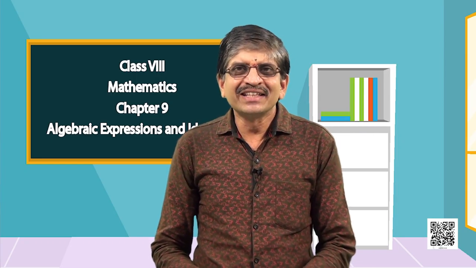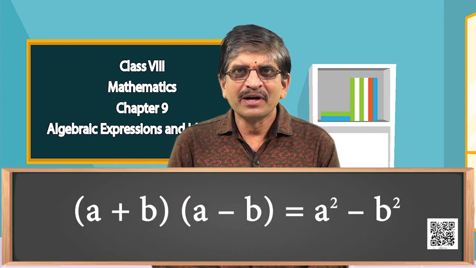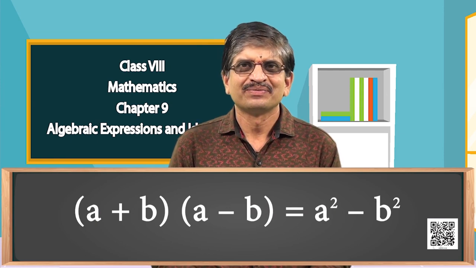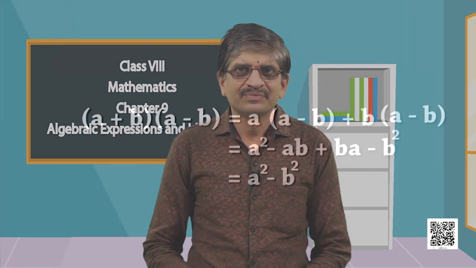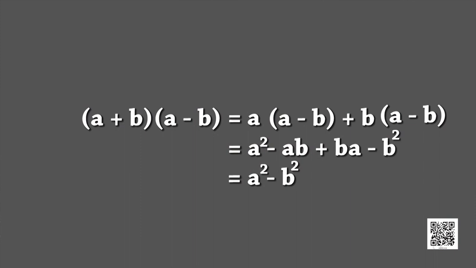We now learn identity 3, that is (a plus b) times (a minus b) is equal to a square minus b square. Are you ready to learn? Good. Consider (a plus b) times (a minus b). (a plus b) times (a minus b) is equal to a times (a minus b) plus b times (a minus b). Here, we use the distributive property, which is equal to a square minus ab plus ba minus b square, which is nothing but a square minus b square. Can you tell me why it is? Because ab is equal to ba. Good. That is nothing but (a plus b) times (a minus b) is equal to a square minus b square.